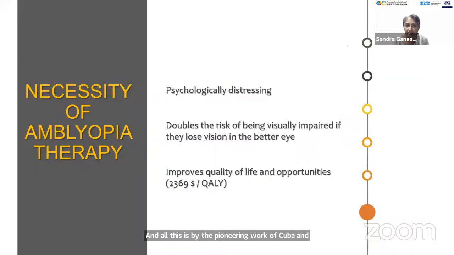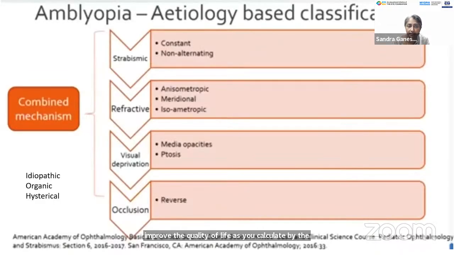And the necessity of why we should treat amblyopia: it's definitely psychologically distressing and doubles the risk of visual impairment if they lose vision in the better eye also. And as it's a childhood vision loss, improvement or therapy of amblyopia can definitely improve the quality of life, as you calculate by the life years and opportunities.